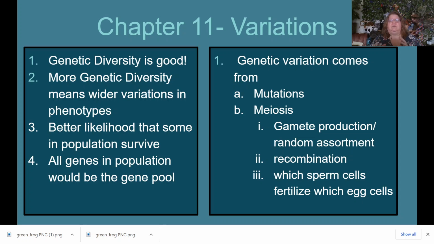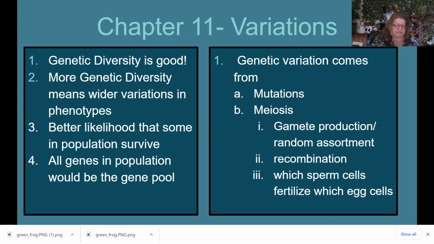So genetic variation comes from mutations, and we looked at mutations before Christmas. Mutations can be good, neutral, or harmful, and of course that somewhat depends upon the environment. Genetic variation can also come from gamete production, the different varieties of gametes that an animal or plant can make, that random assortment, recombination that occurs when the chromosomes cross over, and then which sperm cell fertilizes which eggs. So all of these can contribute to the variations of phenotypes in a population.